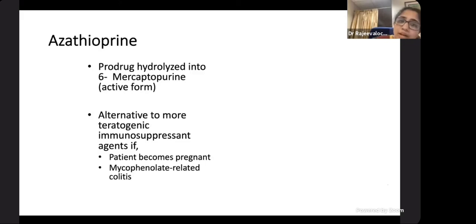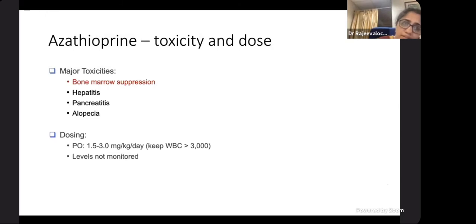Now, coming to azathioprine, it's a prodrug hydrolyzed into 6-MP, which is mercaptopurine. It's an alternative to more teratogenic immunosuppressants if the patient becomes pregnant or if the patient has MMF-related toxicity. We have to remember that azathioprine was widely used, and many nephrologists, especially in India, still use it. Patients do fairly well on it. There was one head-to-head trial comparing MMF with azathioprine, where MMF was found to be better in terms of preventing acute and chronic rejection.